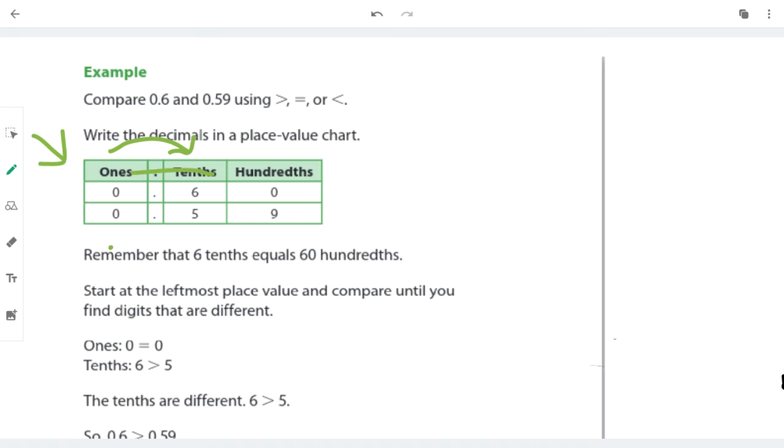So this number, 6 tenths, is greater. And we write an inequality statement: 6 tenths is greater than 59 hundredths.